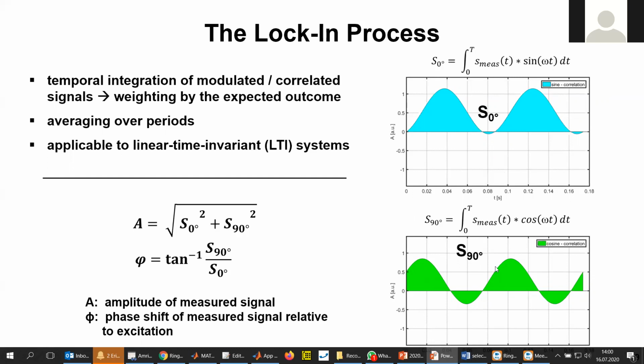So from the S0 and S90 values, we can compute an amplitude and a phase, which is commonly used in lock-in thermography to express the amplitude and phase of the thermal signal.